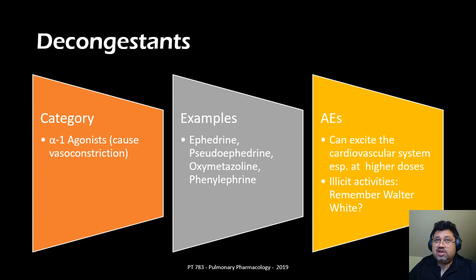All of these are fairly common drugs in use. So what are the adverse effects of these drugs? By nature of being alpha-1 agonists, they can excite the cardiovascular system, especially when the dosages are high or if it's being abused by being taken too much of it. So it is important to remember that it should not be abused.